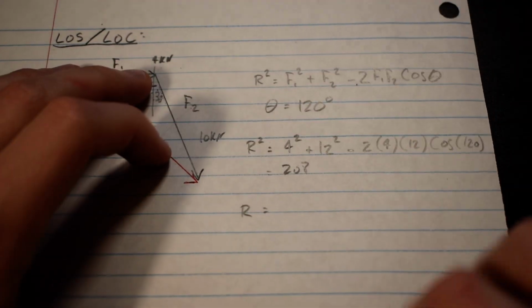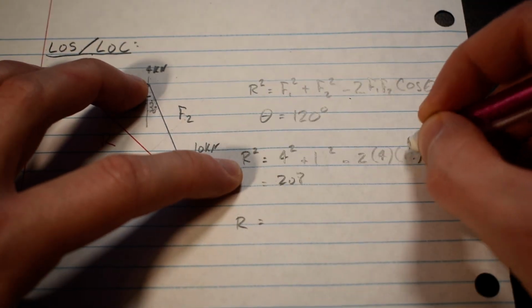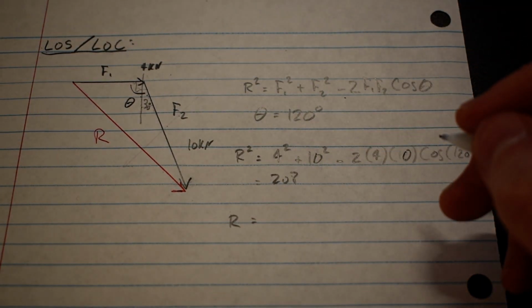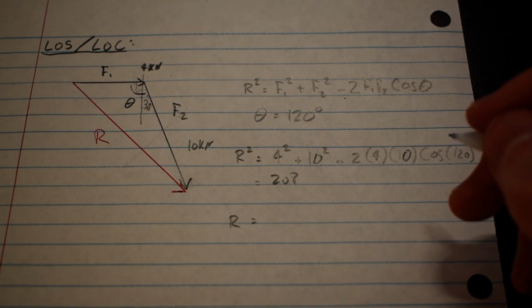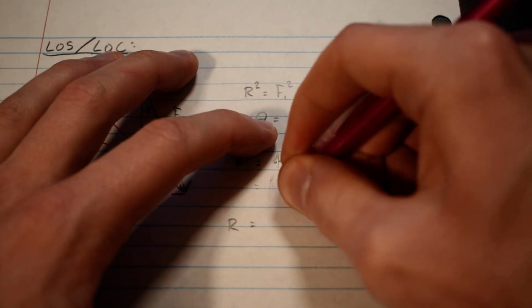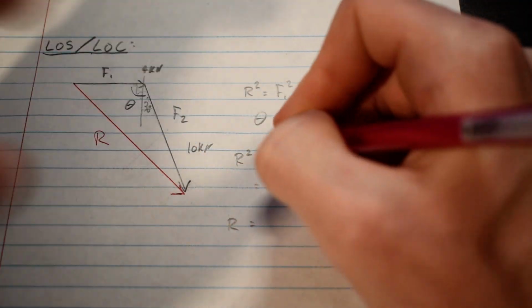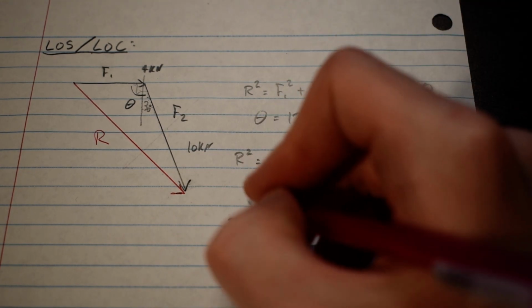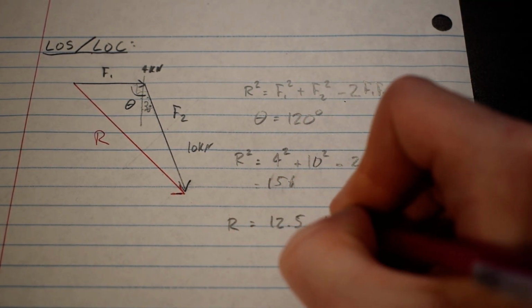Oh, you know what? I'm sorry. I put in 12. This should be 10. Sorry about that. So let's recalculate that. That is 156. And the square root of 156 is 12.5 kilonewtons.